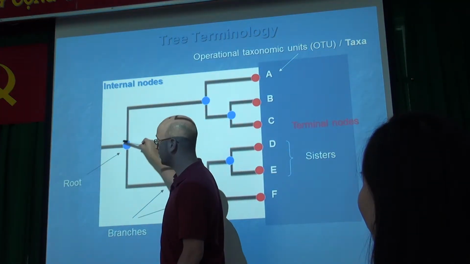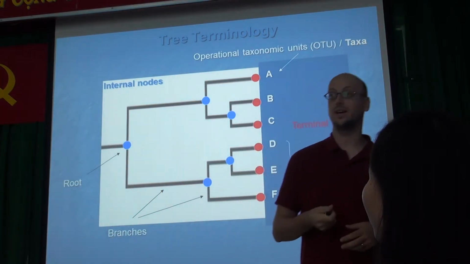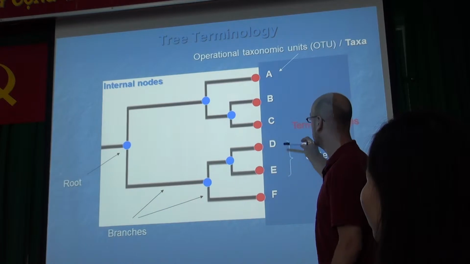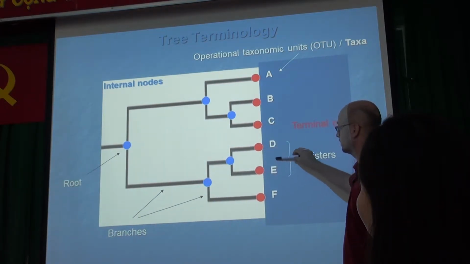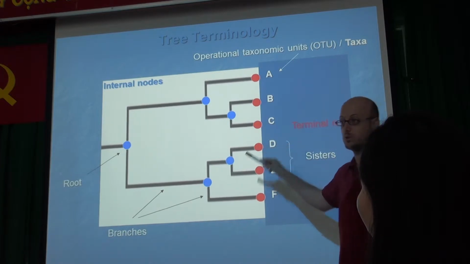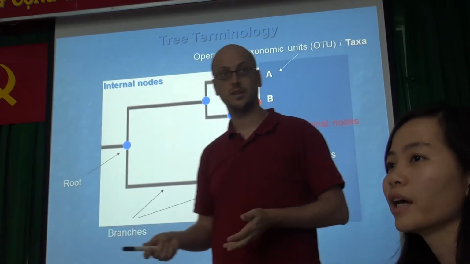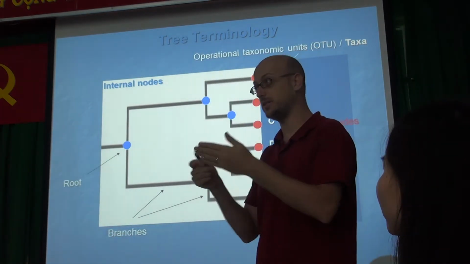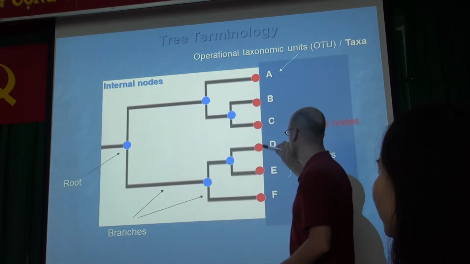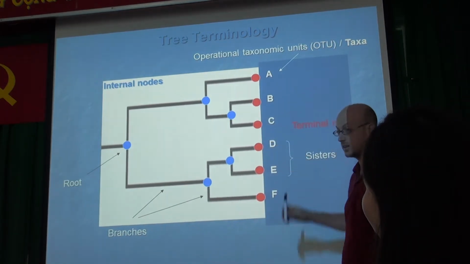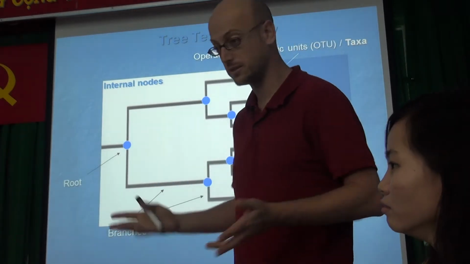This area right here is called the root of the tree because it's the most ancient. And these taxa are called sister. Why sisters? Because they have the same father. If we have the same father, that means that we are sisters or brothers. So we can say that D and E are sister taxa, or sister clades, or sister species.